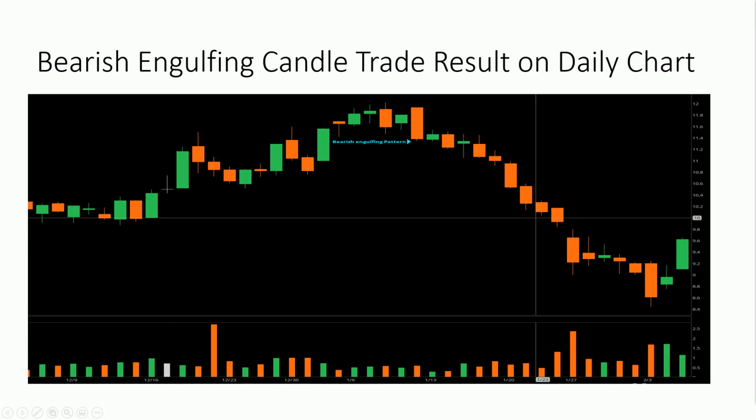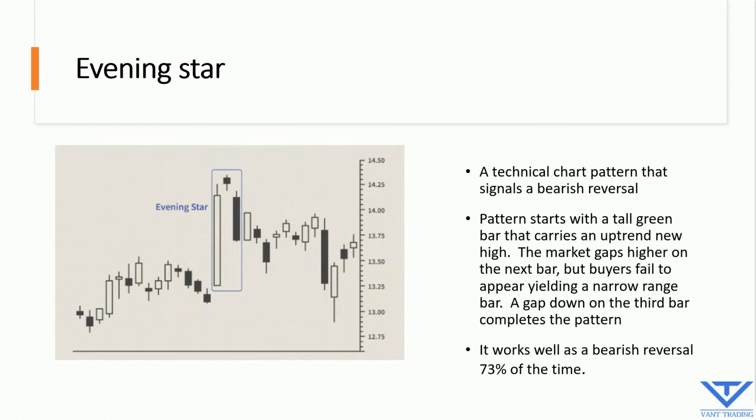Another example of one is an evening star. And this is a technical chart pattern that also signals a bearish reversal. There is a flip side of this, and all of them are literally just going to be this setup flipped. And that is called a morning star. And this pattern starts with a nice tall green bar. You've got the breakout bar. The bulls are in control. We're going to new highs.